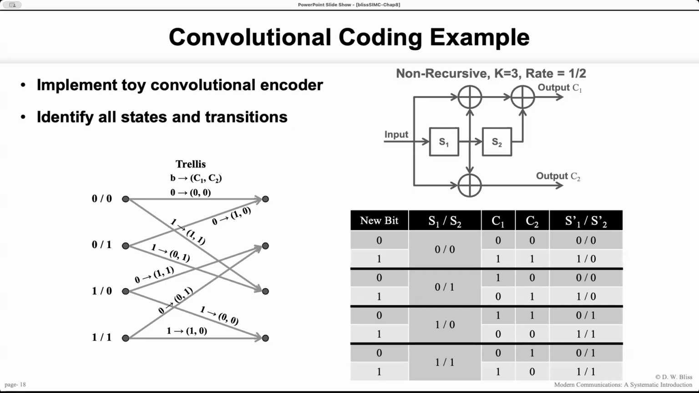And corresponding to C1 and C2 on the output. And so as we encode the data, it moves along these various transitions, and it goes from state to state to state to state, depending on what the input bits are. And depending on what the input bits are and the state transition, that gives us what the output bits are.